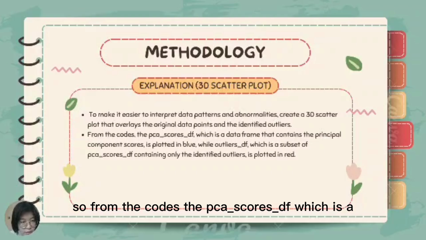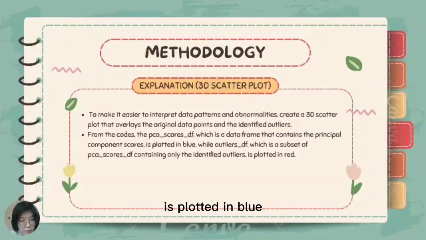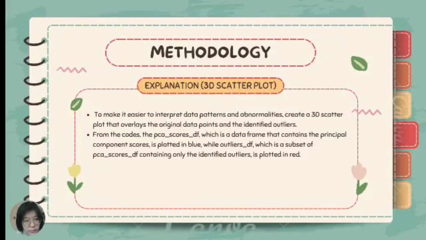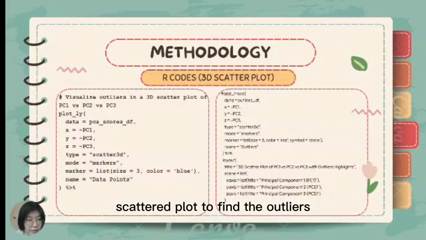So from the codes, the PCA score data frame, which is a data frame that contains the principal component scores, is plotted in blue, where the outlier data frame, which is a subset of the PCA score data frame containing only the identified outliers, is plotted in red. So this is the R code for finding the outliers with the 3D scatter plot.